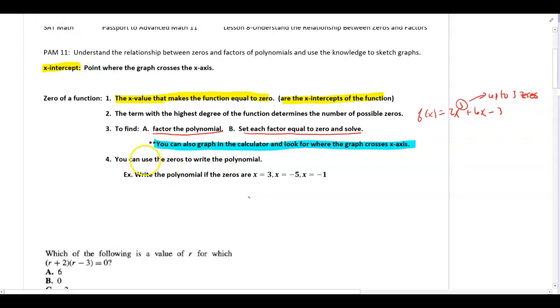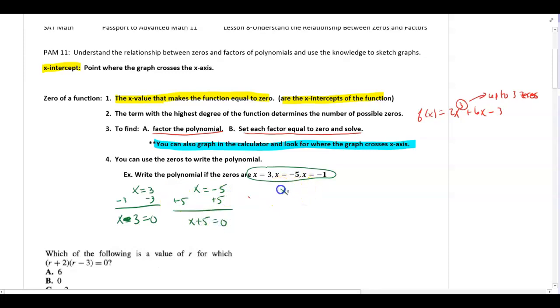Now you could also use zeros to write the polynomial. So if I asked you to write the polynomial if the zeros are x equals 3, x equals negative 5, x equals negative 1, what I'm basically doing is taking x equals 3 and setting it equal to 0 by subtracting 3. So x minus 3 equals 0. I'm going to do the same thing with x equals negative 5. Add 5, x plus 5 equals 0. Then I'm going to take x equals negative 1, add 1, x plus 1 equals 0.